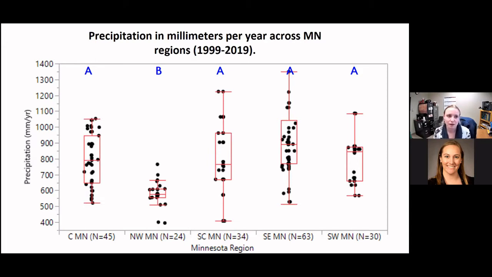The other ones all have A's, so they're not particularly interesting in terms of precipitation, although we do see that Southeast Minnesota is having some of the broadest data distribution. It has some of the highest precipitation according to this figure.